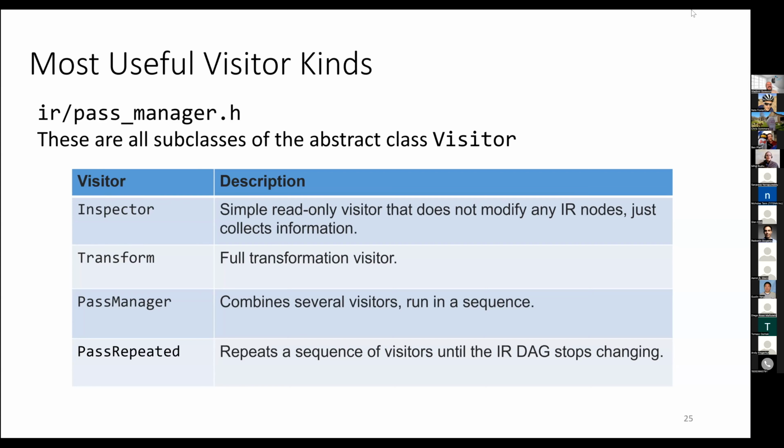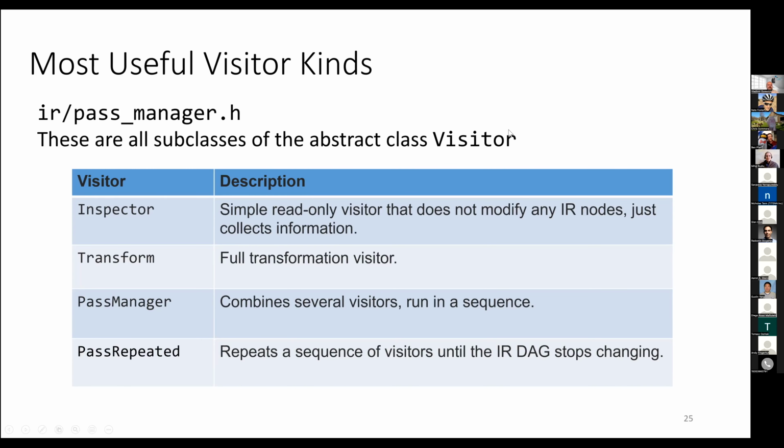So there's 4 main kinds of visitors. There's a few more, but these are the most useful. The inspector is a visitor that will never change your program, but it can crawl your program and collect information. A transform is a visitor that will generate a new tree out of your program. Then a pass manager is actually a collection of other visitors. You give it a list of visitors and it will run them in sequence over your program. And the pass repeated is like a pass manager, but after it finishes the list, it will run the visitors again from the beginning until the program doesn't change through a complete pass.